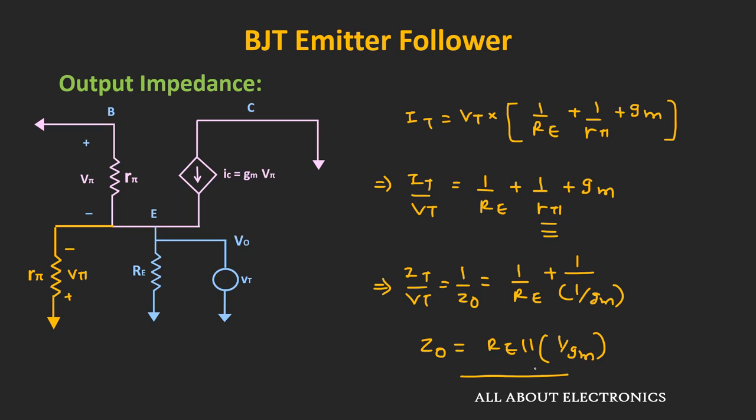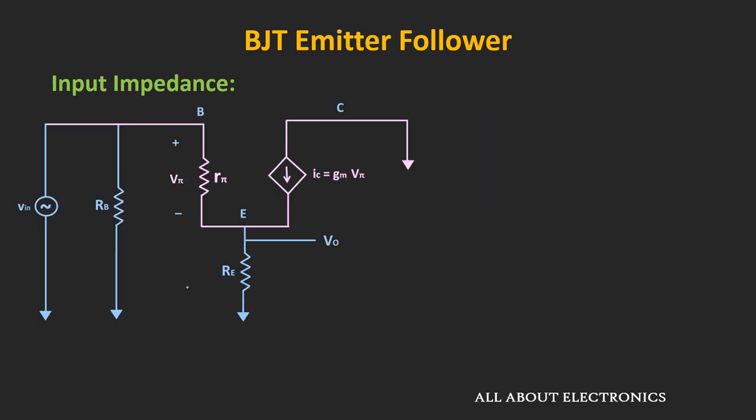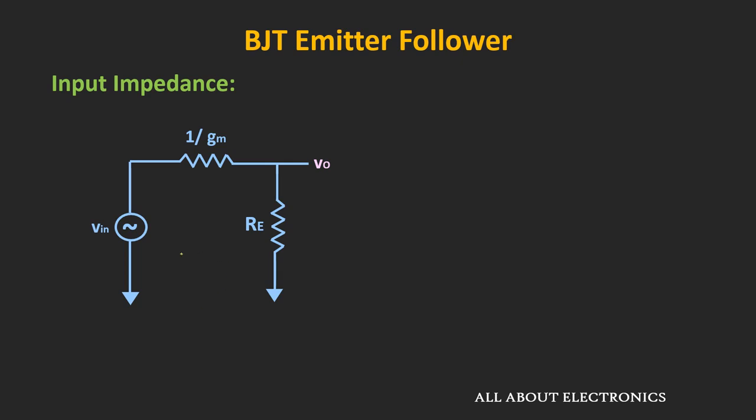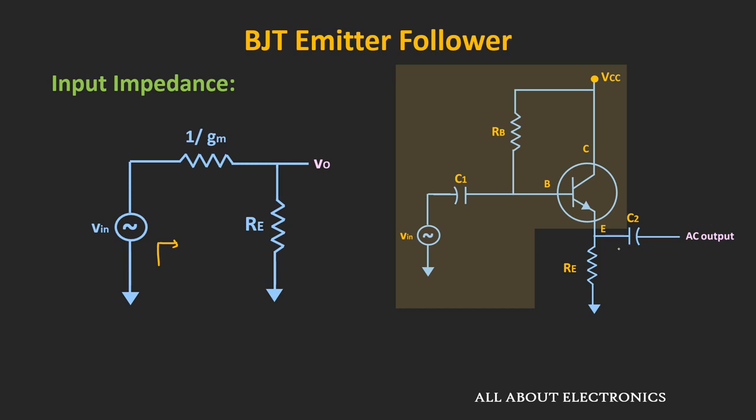So in this way, we can also find the output impedance from this conventional method. So now let us find out the input impedance. The input impedance is the equivalent impedance which is seen through the input side. And unlike the output impedance, we cannot find the input impedance from this equivalent circuit, because this equivalent circuit is the Thevenin's equivalent circuit which is seen through the emitter terminal. Alright, so now let us see how to find this input impedance.